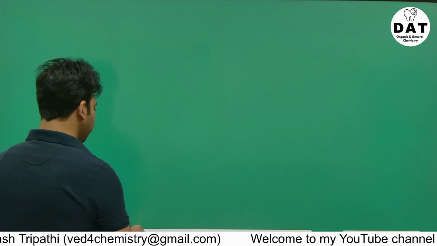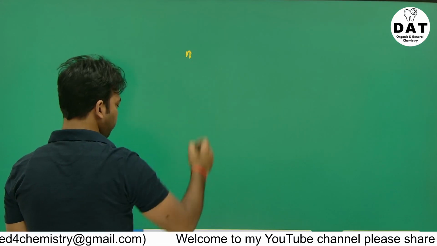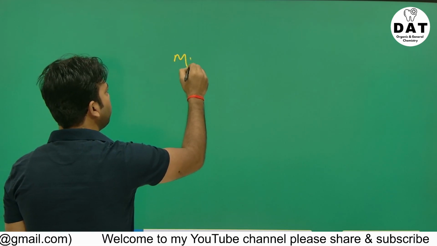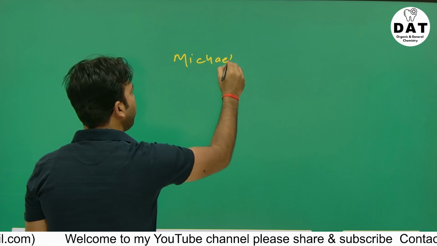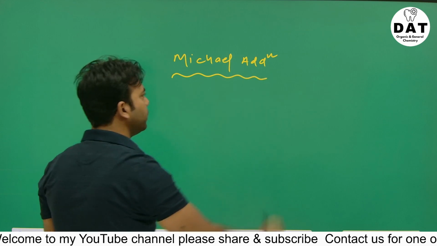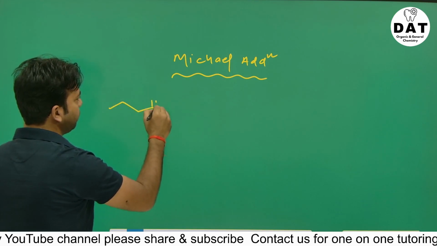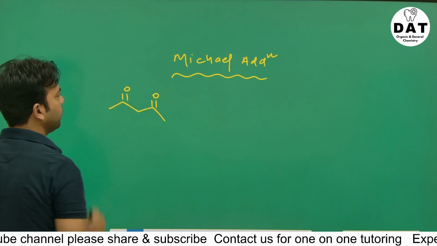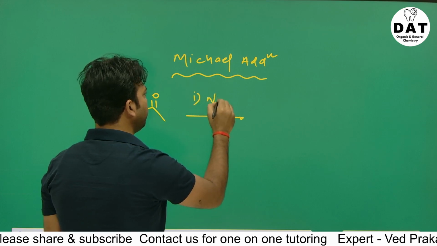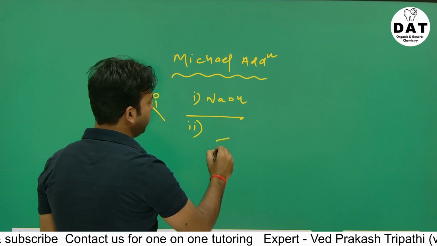So here we have a reaction called Michael addition. Suppose you have any reactant molecule like this, and it is treated with a base. First it is going to be treated with a base, suppose NaOH. And second step, we have this conjugated enone.